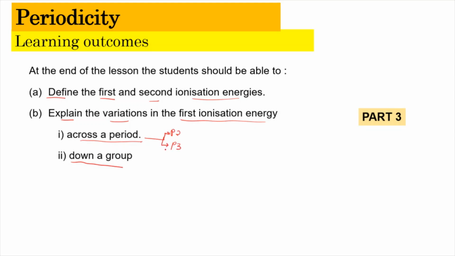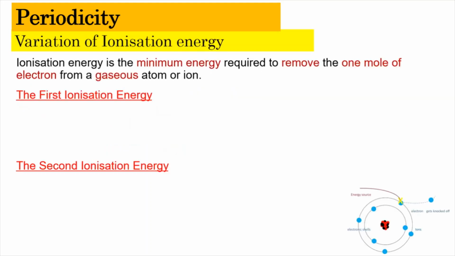And most of the discussion will be about the first ionization energy, elektron pertama yang dikeluarkan daripada atom tersebut. And this learning outcome of A and B will be covered in this video, which is in part 3. So, without any further ado, let us start.